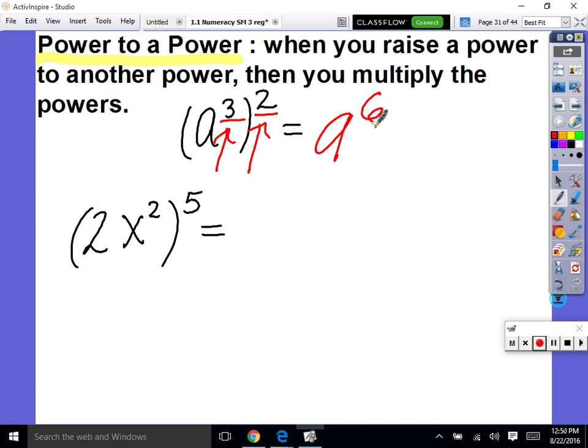Ready? When you multiply, you add. Let's all sing it. I'm going to make you all. Ready? When you multiply, you add. When you divide, then you subtract. Raise a power to a power and you multiply.